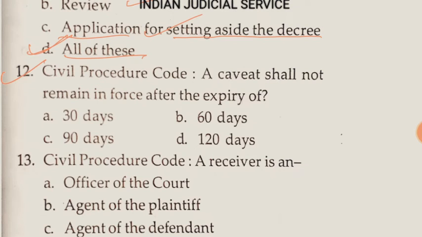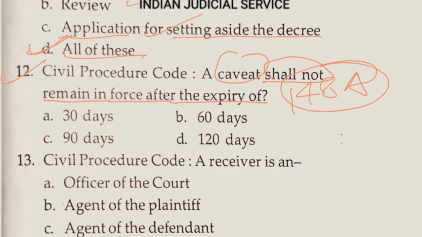Now question number 12, Civil Procedure Code. A caveat shall not remain in force after the expiry of. First of all, the important thing is that the caveat is provided in Section 148A of the CPC, and it shall not remain in force after the period of 90 days. So the answer here is option C.